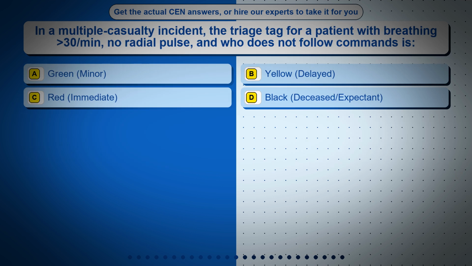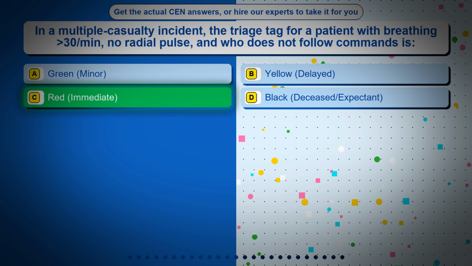Question 13. In a multiple casualty incident, the triage tag for a patient with breathing 30/min, no radial pulse, and who does not follow commands is: Option A, green, minor. Option B, yellow, delayed. Option C, red, immediate. Option D, black, deceased/expectant. The correct answer is option C, red, immediate.